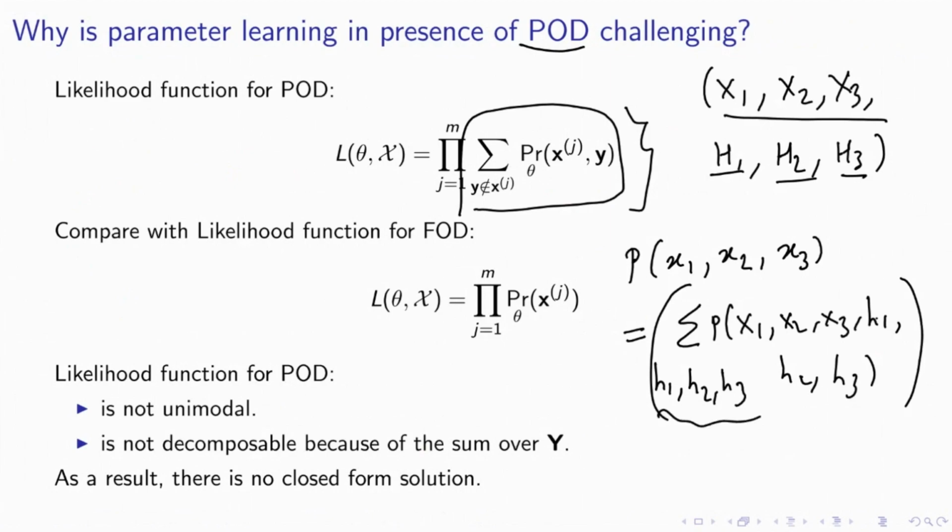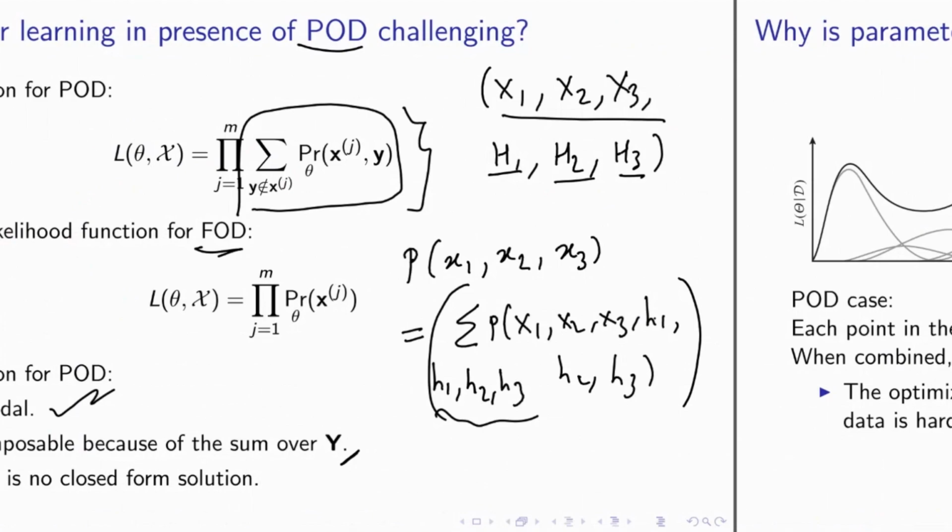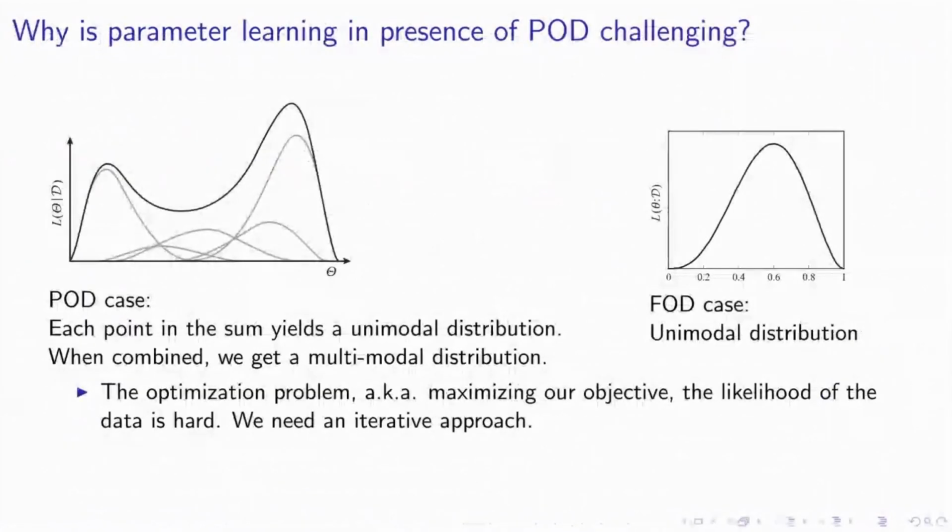Okay, so because of this ugly term in the likelihood function, which is a summation over all the unobserved variables, we saw last class that the likelihood is not unimodal and it's not decomposable. As a result, unlike the fully observed data case, or the FOD case, we are not going to get a closed form solution. So what we're going to do today is look at algorithms which use an iterative approach to solve this problem.